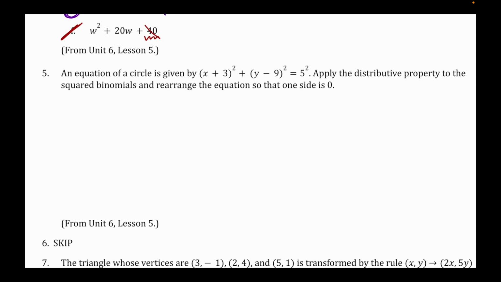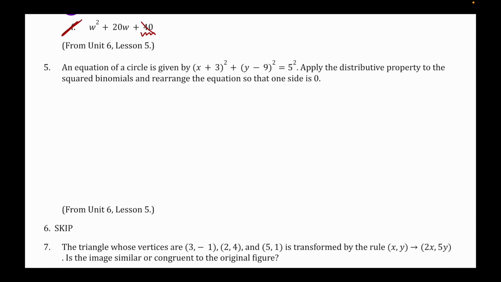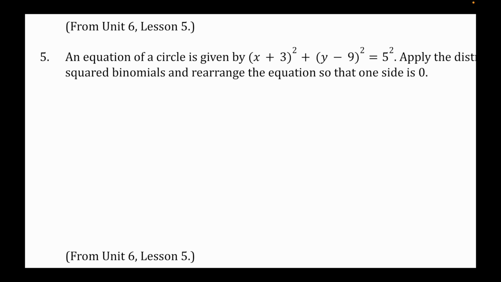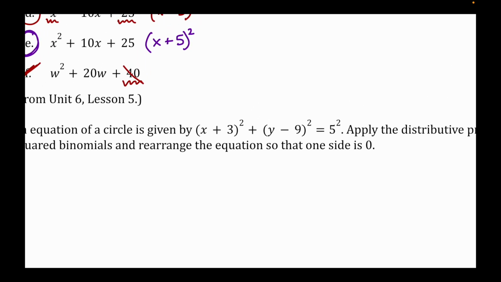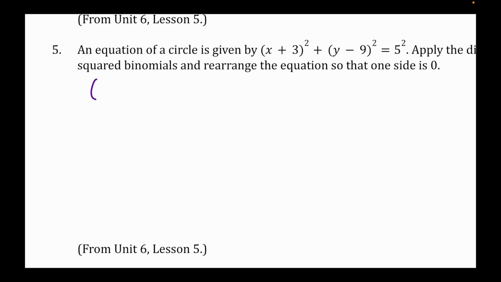Apply the distributive property and rearrange the equation so one side is 0. So this is kind of the opposite of what we did in lesson 6. This is actually what we did in lesson 5, showing that when we multiply these out, this gives us another way of writing a circle. So let's just show that work. I'll use my thinnest marker here so I can show all of it.